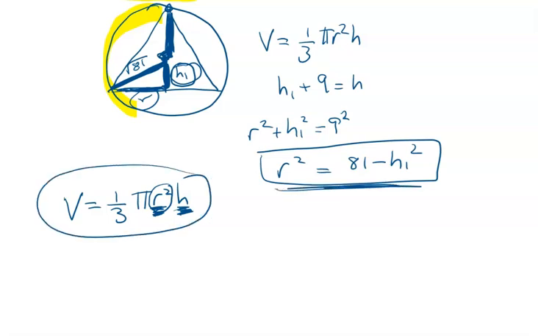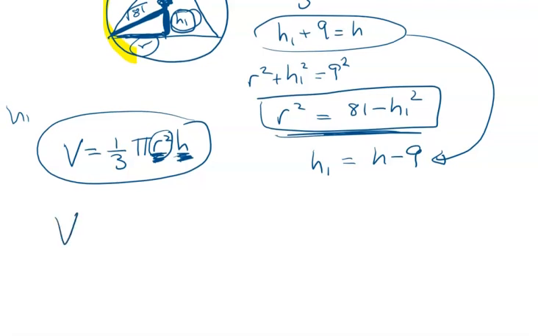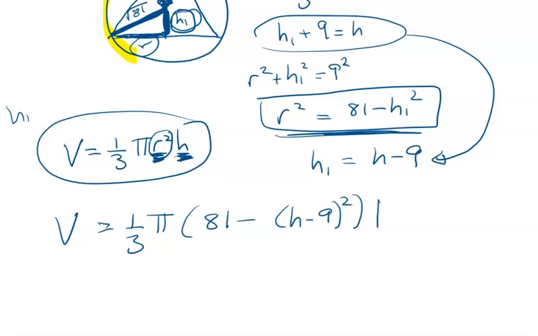And last time we got all of this in terms of H1. This time I'm going to instead work with this and say that H is equal to H1 plus 9. So H1 is equal to H minus 9. Where does that get me? Well, I've got 1/3 pi, and then R squared is 81 minus H minus 9 squared times H.